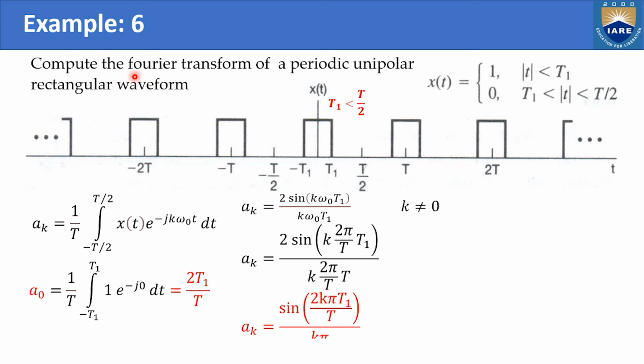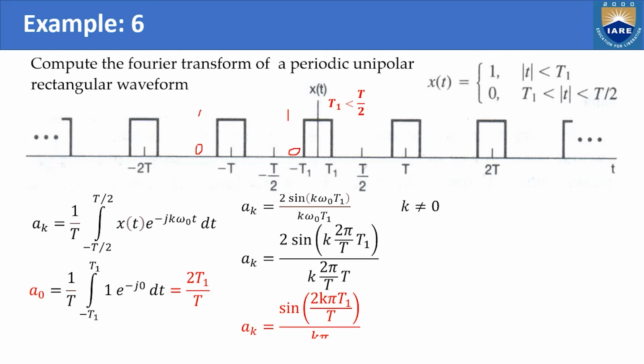Let us compute the Fourier transform of a periodic unipolar rectangular waveform. Unipolar rectangular waveform means the base level is 0 and the high level is plus 1. Similarly this is 0, this is 1. There are no negative values here, only positive values and 0 values.